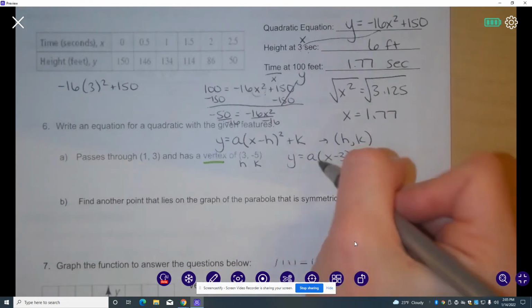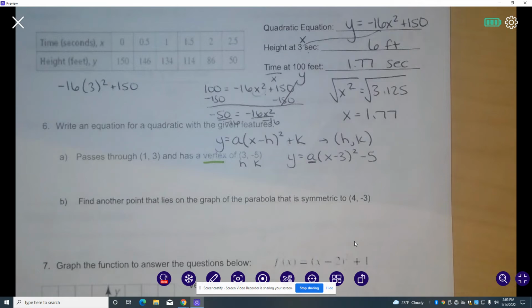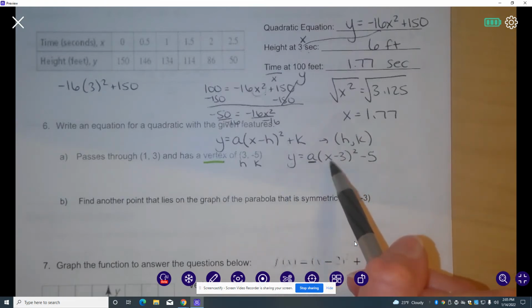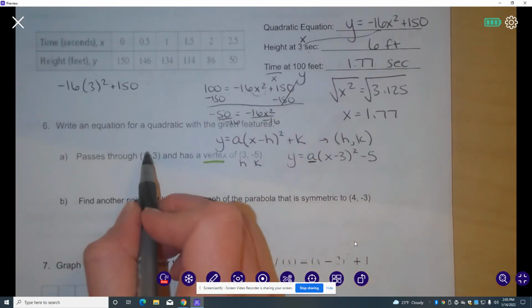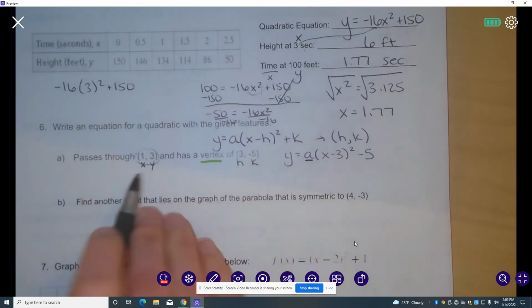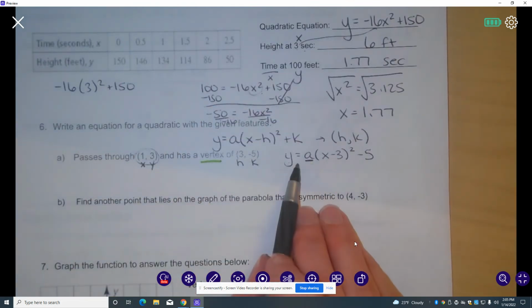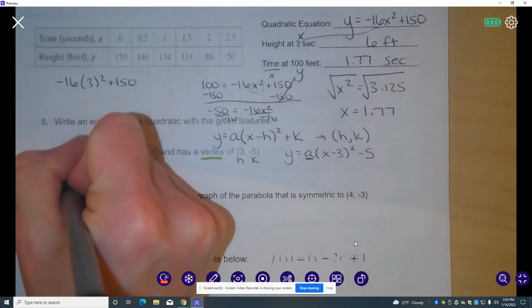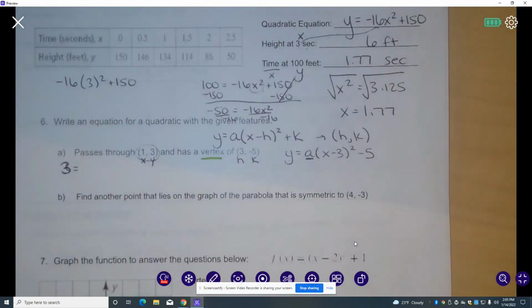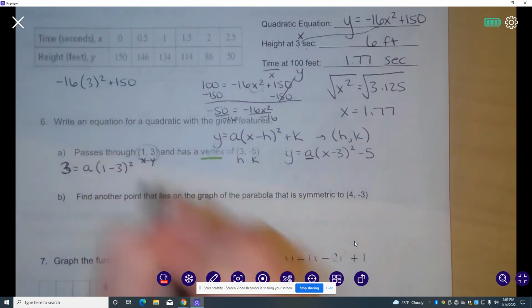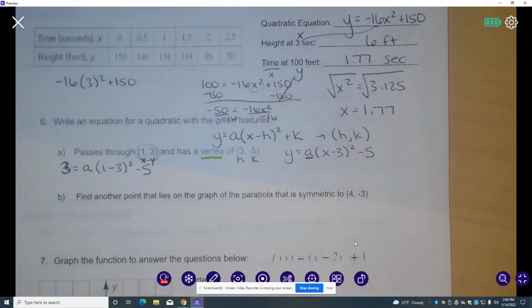Now to finish this problem, I need to know what this a value is. I don't know what it is until I plug in other values for x and y to solve for a. Since they tell us that this parabola also goes through the point (1, 3), this is an x and a y value that I can plug into this equation to solve for a. So I'm going to plug 3 in for y. I don't know a, and I'll plug in 1 for x. Now I'm going to solve this for a.